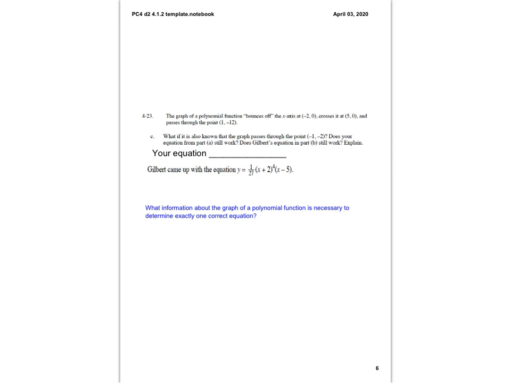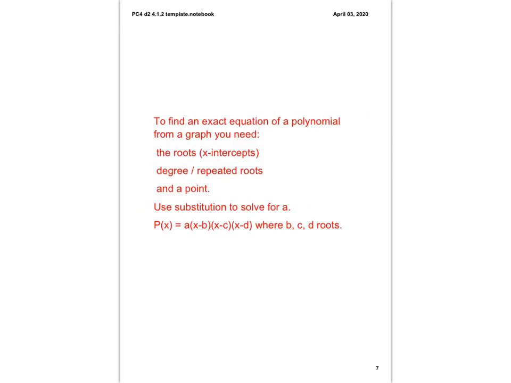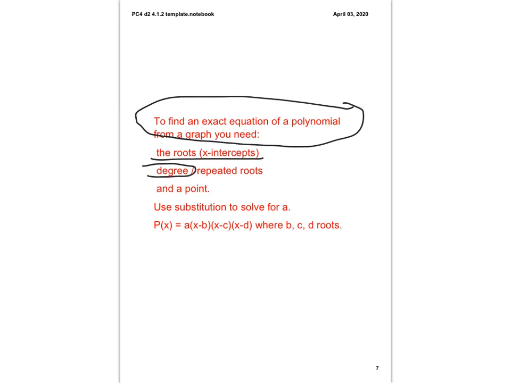I think we're going to cut this lesson a little bit short, and what you need to take away from this is, to find the exact equation of a polynomial from a graph, you need the roots, or your x-intercepts. You need the degree of the polynomial and the degree of those repeated roots. And lastly, you need a point so that you can uniquely determine the polynomial, or to determine the a value.